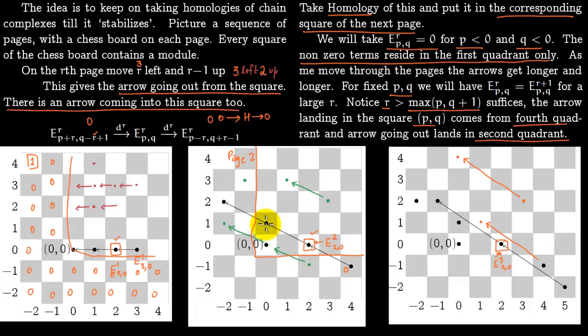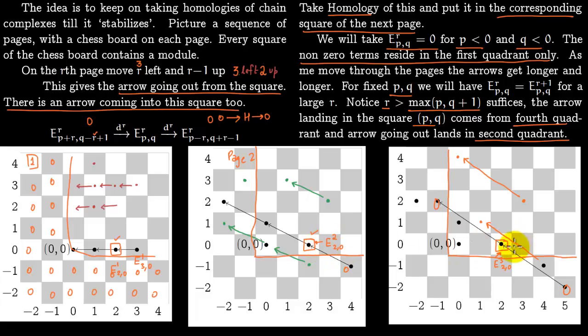It is still non-zero. But on page 3 things are even easier, because on page 3 again you have the non-zero terms just living in this part. And now you can see this is already stabilized. This point is already stabilized because the arrow coming in is coming from 0 and it is landing in 0. So the homology has stabilized.